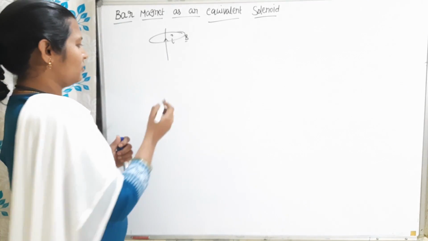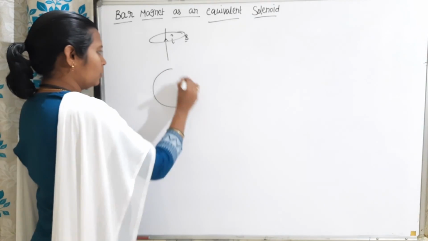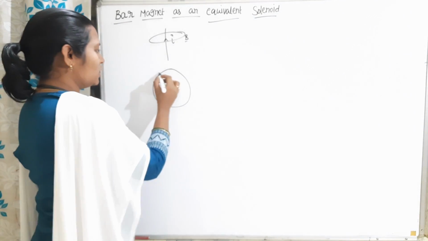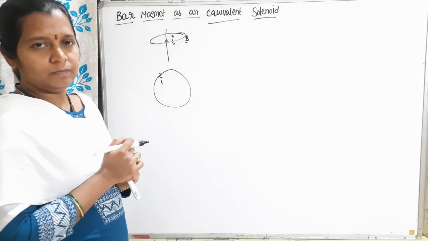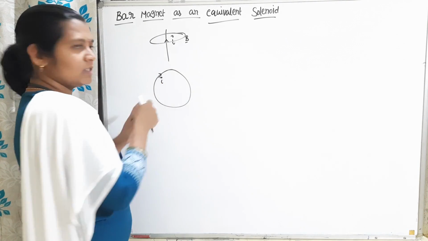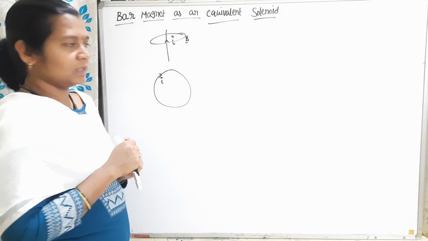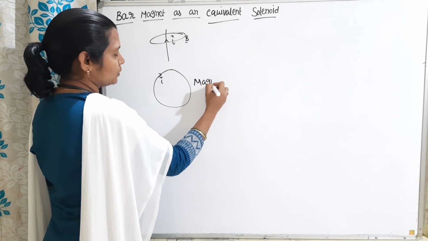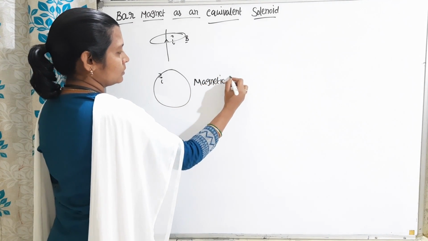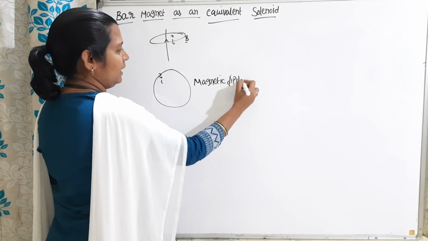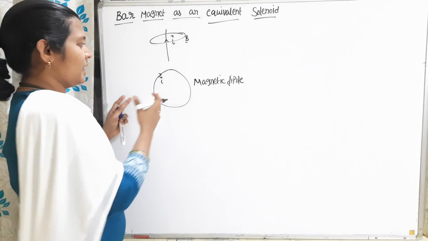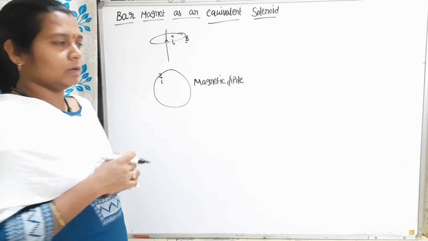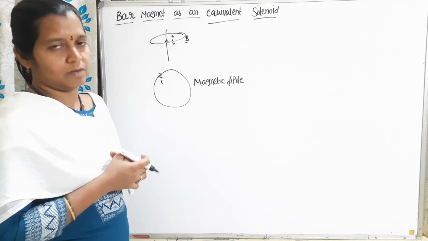Similarly, suppose you have a circular loop in which a high amount of current is flowing. Because of the current flowing through the circular loop, this behaves as a magnetic dipole. The current carrying circular loop behaves as a magnetic dipole. These things we discussed in the last chapter.